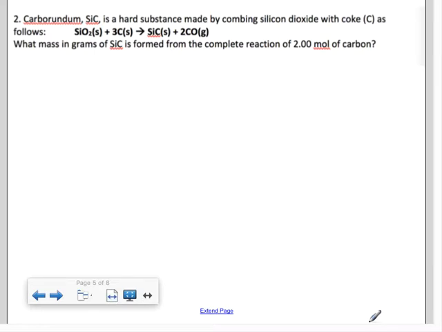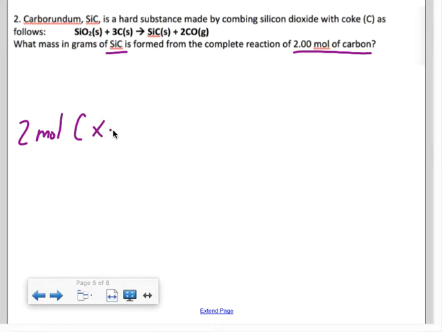Carborundum, SiC, is a hard substance made by combining silicon dioxide with coke. That's carbon, okay, not the drug, as follows. Silicon oxide plus 3 carbons, or coke, equals silicon, I guess it would be carborundum, and carbon monoxide. So what mass of SiC is formed when you have 2 moles of carbon? Coke, right? So you start with what you're given. I have 2 moles of coke.